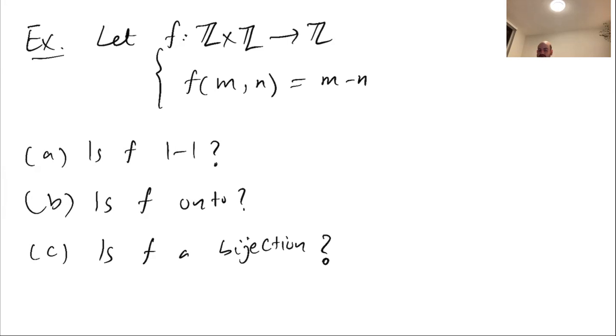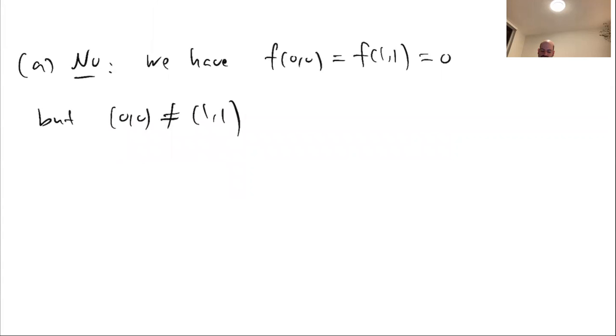Remember, if you want to show it is 1 to 1 or it is onto, then you cannot rely on examples. You have to prove in general. If you want to show it's not 1 to 1 or not onto, then you can rely on giving an example. So for part B, my guess is yes, but if I want to justify it, I cannot use examples. I have to prove in general. How can I prove in general?